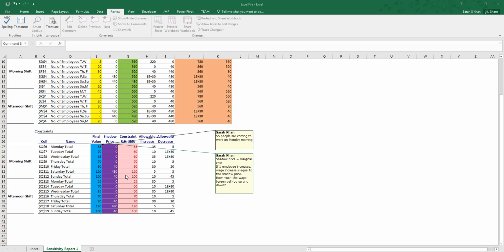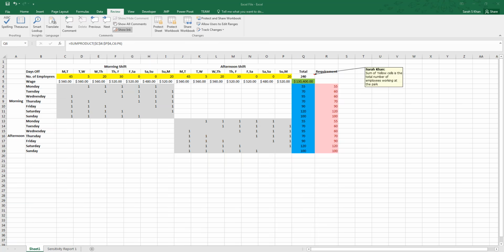Similarly, if you look at Saturday, we want 120 people in the morning shift and 120 people in the afternoon shift. 120 people are coming in both the morning and afternoon shifts, but if you look at the shadow price, apparently, if we had to increase our demand for that day from 120 to 121, the total cost is going to increase by $480. That's a big jump.